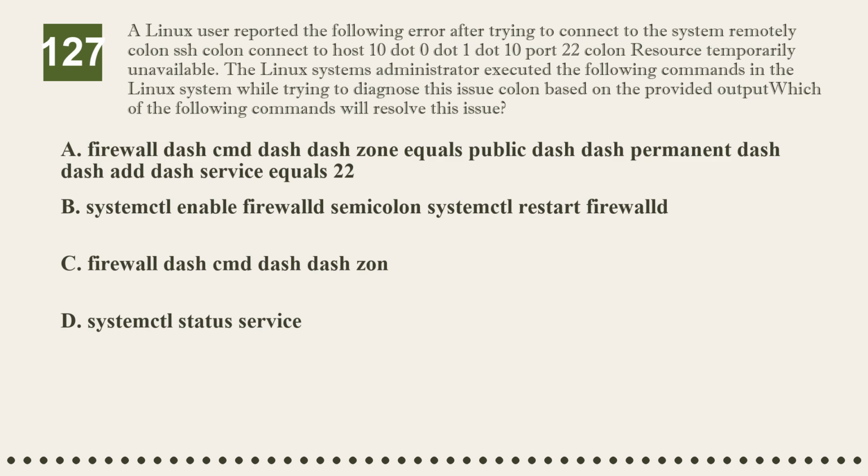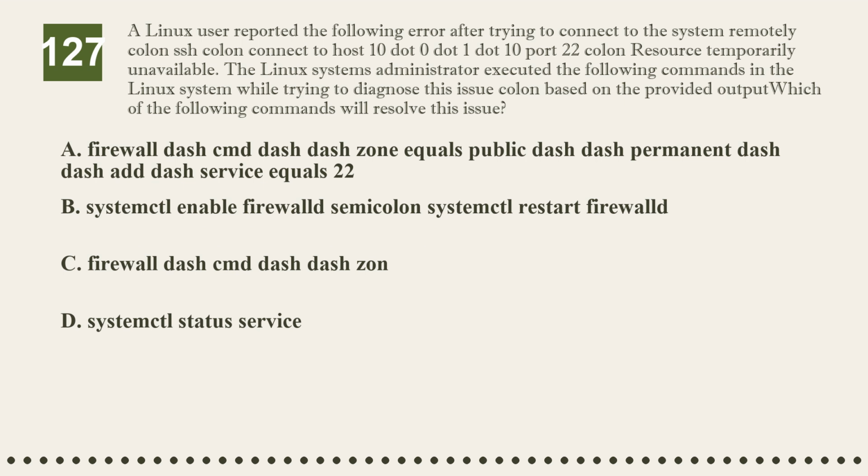Question 127. A Linux user reported the following error after trying to connect to the system remotely: ssh: connect to host 10.0.1.10 port 22: Resource temporarily unavailable. The Linux systems administrator executed the following commands in the Linux system while trying to diagnose this issue. Based on the provided output, which of the following commands will resolve this issue?